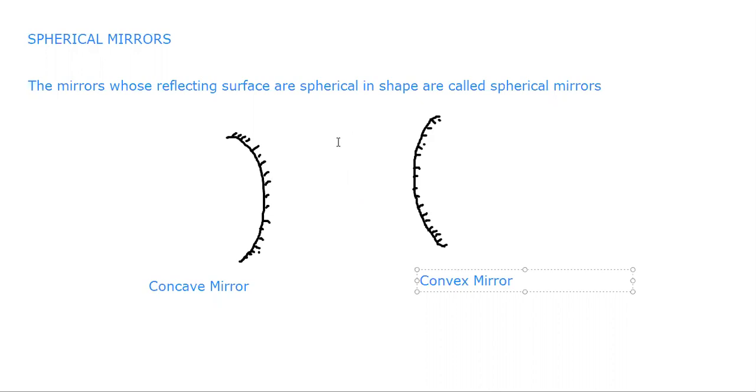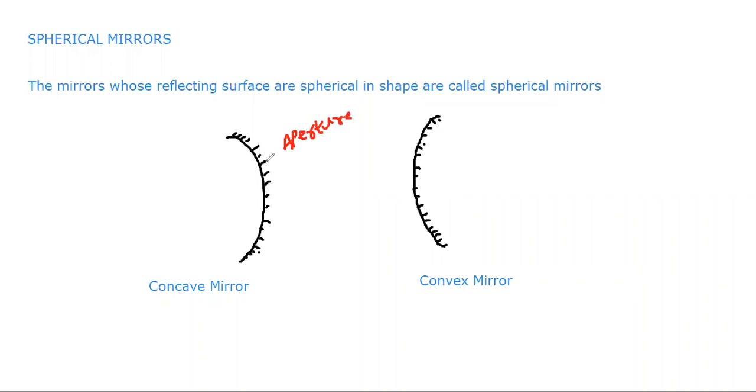Now, before going further, we should learn a few terms related to these spherical mirrors. If you see this part, the spherical part, this whole part is known as the aperture. This whole part is known as the aperture. The spelling is A-P-E-R-T-U-R-E. Aperture.